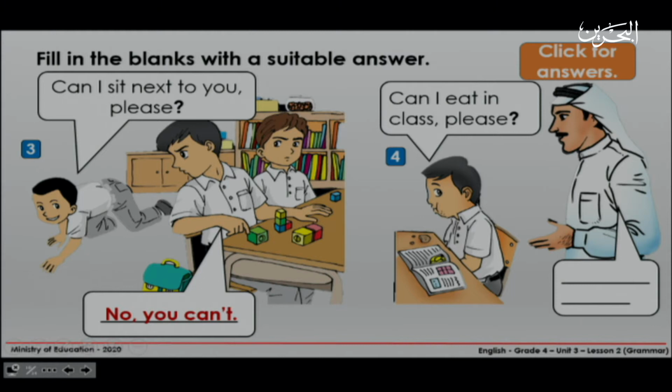Number 4. Can I eat in class, please? What do you think the teacher will say? Will he say yes or no? Good, he's saying no. No, you can't.